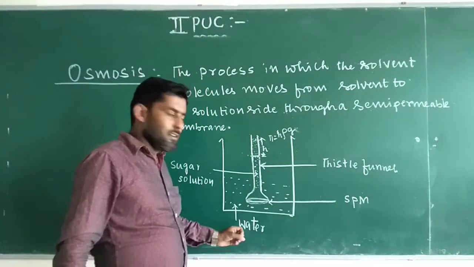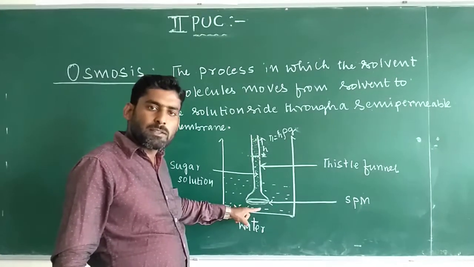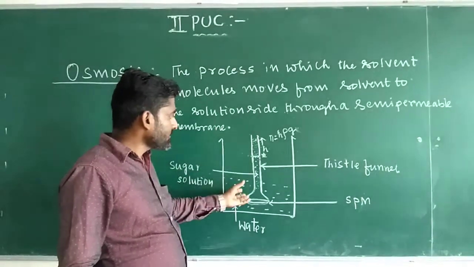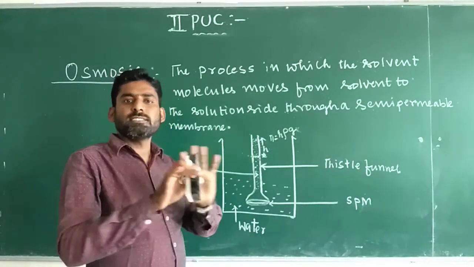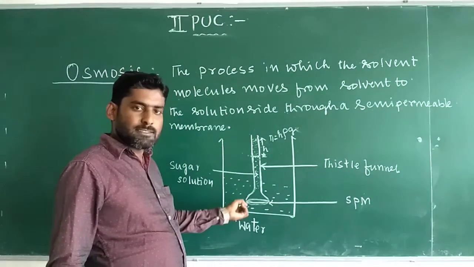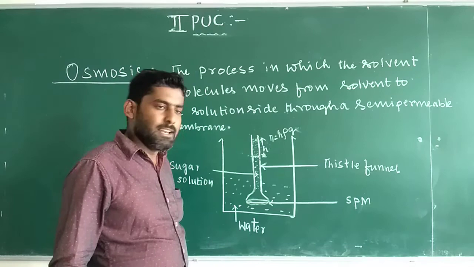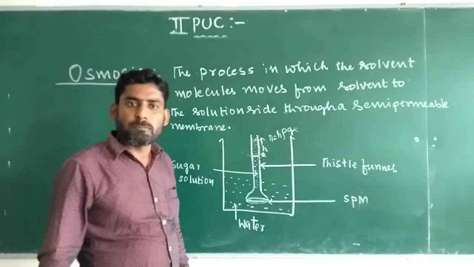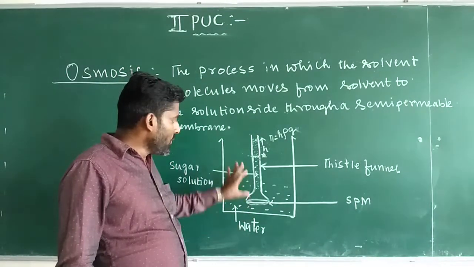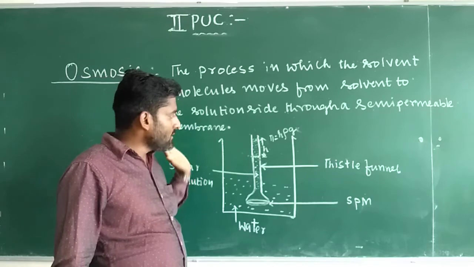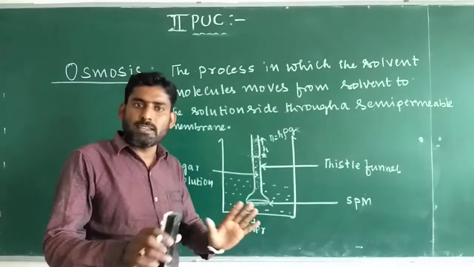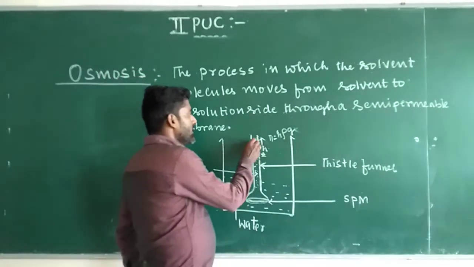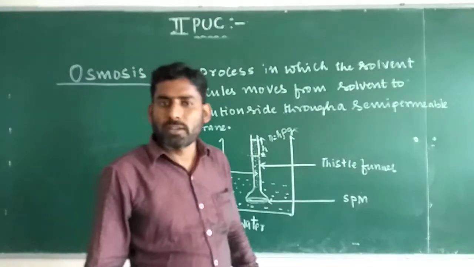Whenever the hydraulic pressure, the water pressure, becomes equal to the solution pressure, the osmosis stops. That means osmosis occurs until the hydraulic pressure becomes equal to the osmotic pressure of the solution. When both become equal, osmosis stops and the final height of the sugar solution is noted.